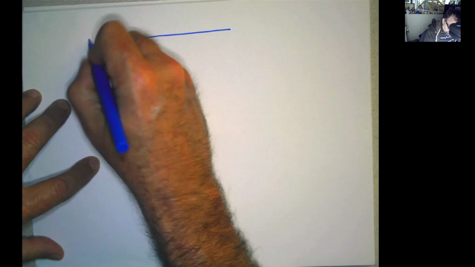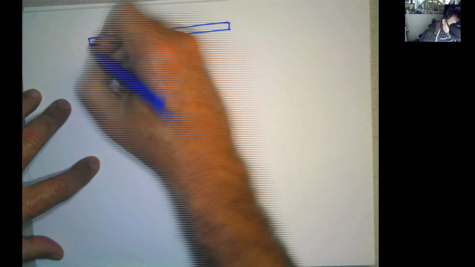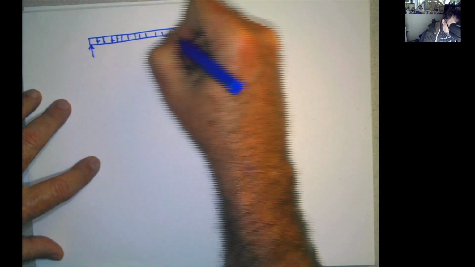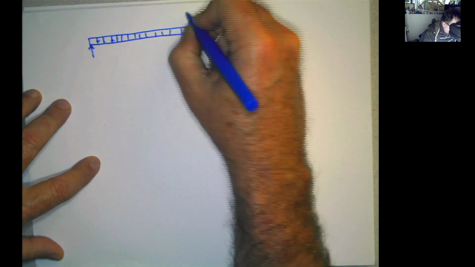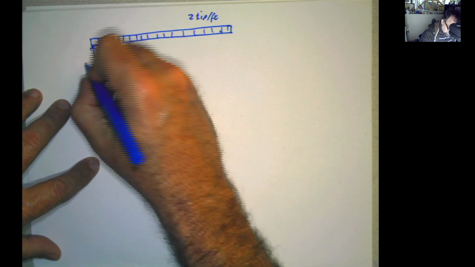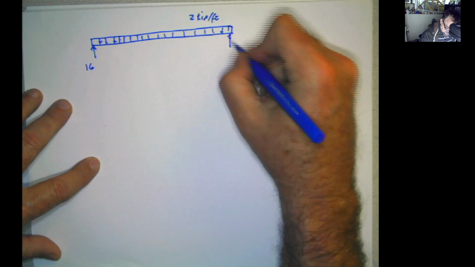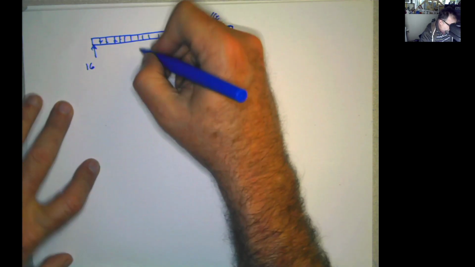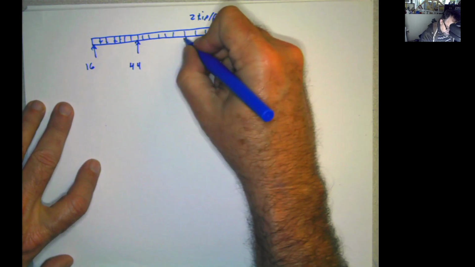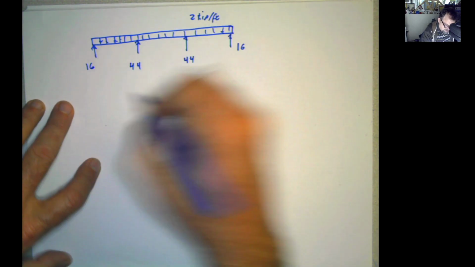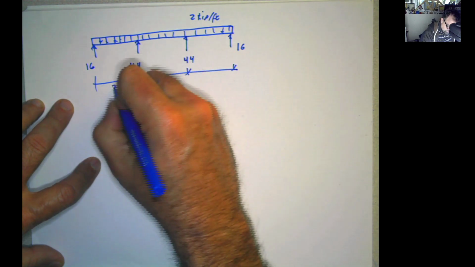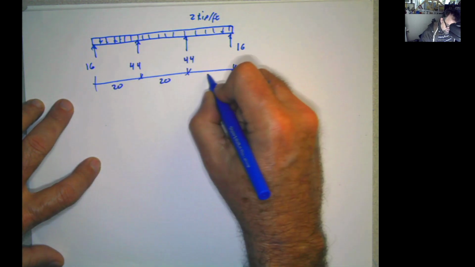So this is what I have. This is 2 kip per foot. Right there. This is 16. This is 16. And then you have here 44 and 44 in kips, of course. And all the distances are 20.